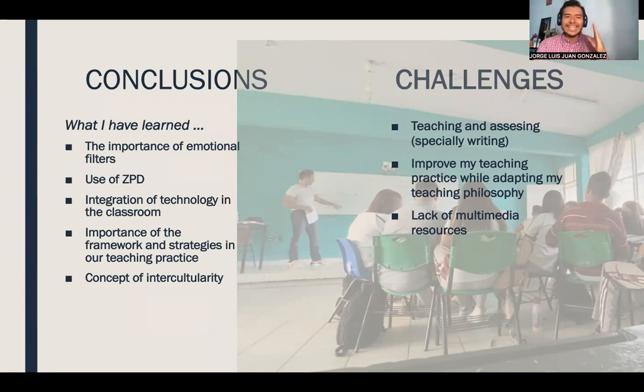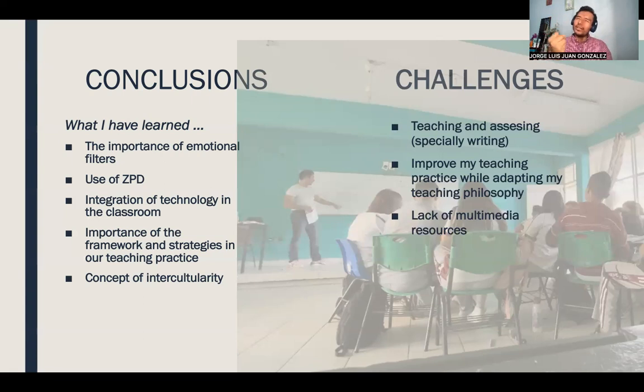Okay, the conclusions, the things that I have learned during all the specialization and this project. Number one, the importance of the emotional filter. I was very inspired by Krashen, and I put emphasis on the emotions of the student. Number two, the use of CPD. Again, I am trying to create an autonomous, independent, critical student. Number three, the integration of technology in the classroom. Again, the importance of bringing these new devices that technology gave us, but we are still dealing with how to take advantage of this.